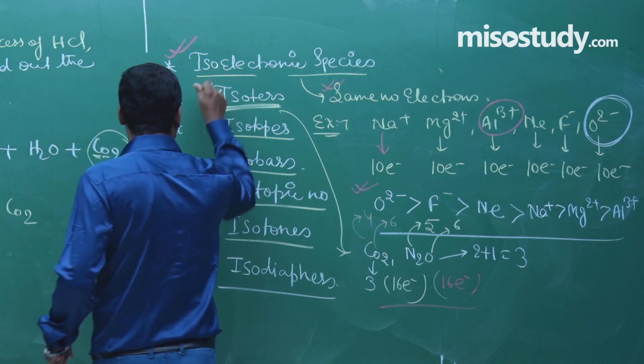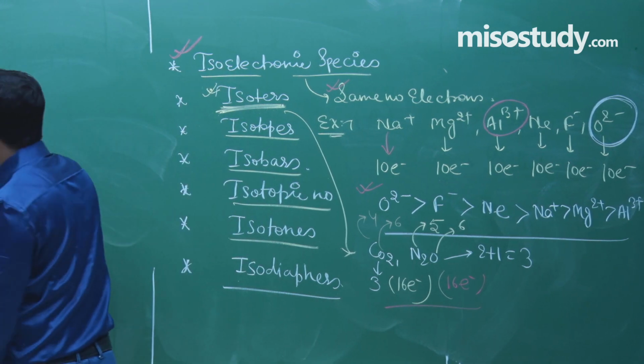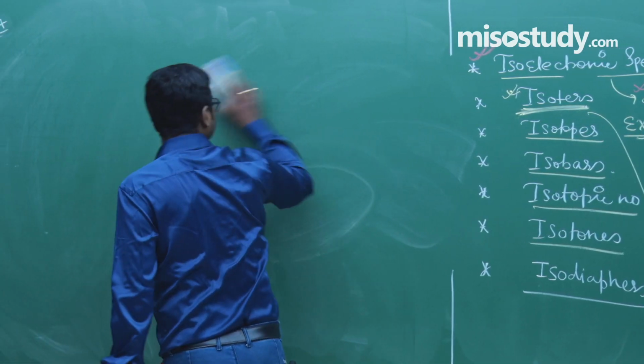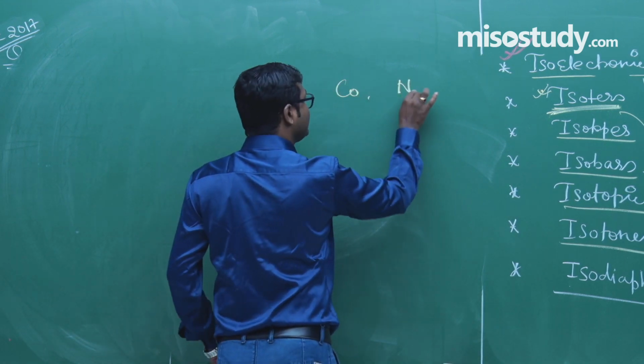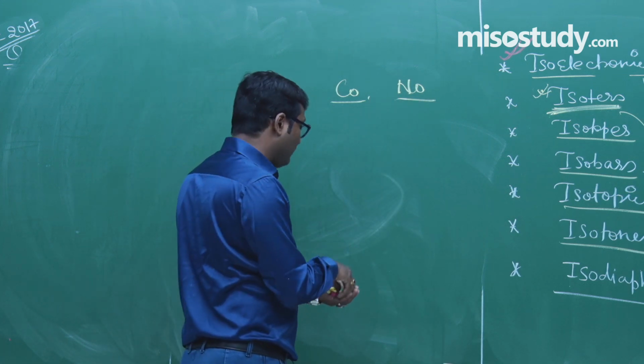Again, I am repeating, there is a question from this topic in JEE Advanced. That is comprehension type questions. I will discuss it later. So, if I write here CO and NO, check it out, whether they are isotopes or not. Listen carefully to what I am telling.